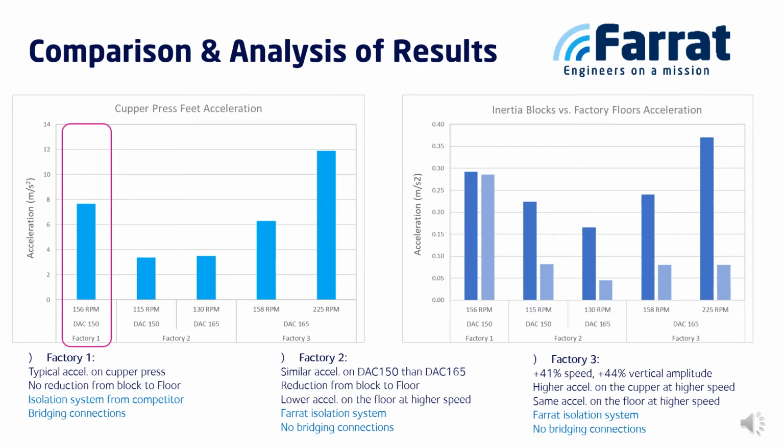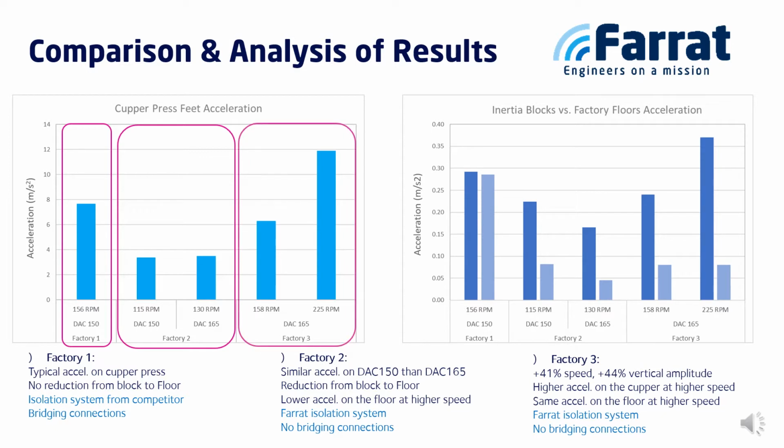Factory 2 uses 2 models of presses, the same DAC 150 running at 115 RPM and a DAC 165 operating at a speed of 130 RPM. This last model is heavier with a weight of 60 tons and presents a vertical balancing system with counterweights supposed to reduce vibrations generated. Finally, Factory 3 uses a DAC 165 and it was measured at 2 different cadences, 158 and 225 RPM.